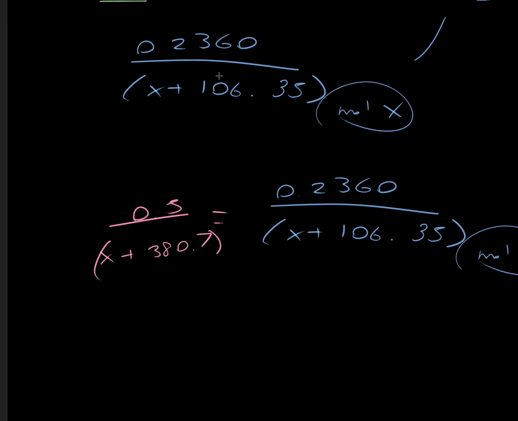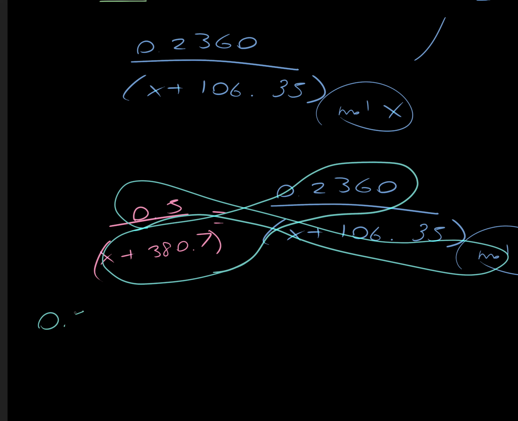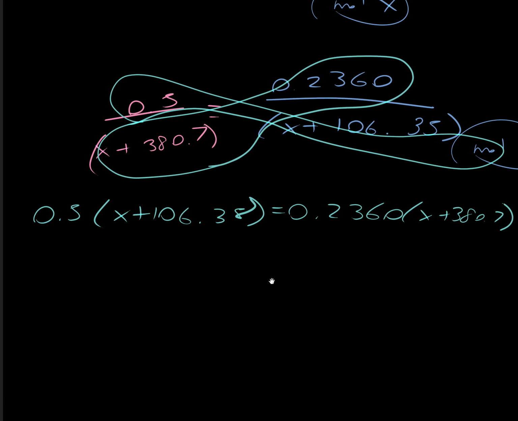Those two are going to be equal. So it looks like it's a good time to do some cross multiplication. So let me get back to my paintbrush. We're going to do some cross multiplication. And we're going to get 0.5 times X plus 106.35 is going to be equal to 0.2360 times X plus 380.7. And those two are going to be equal to each other.